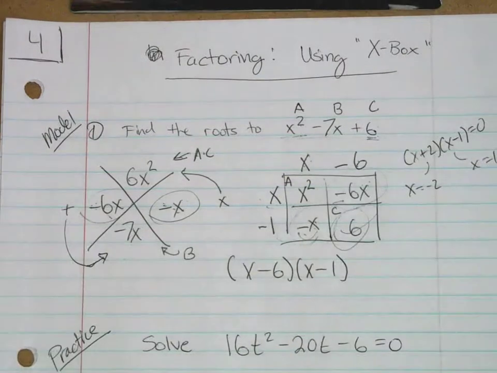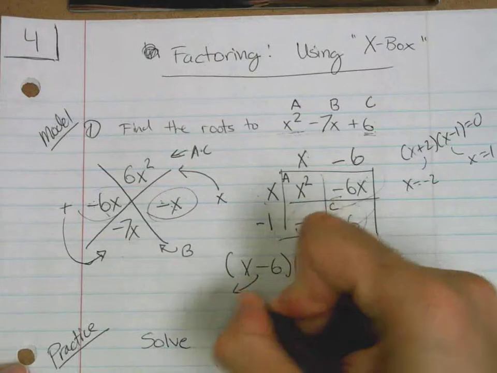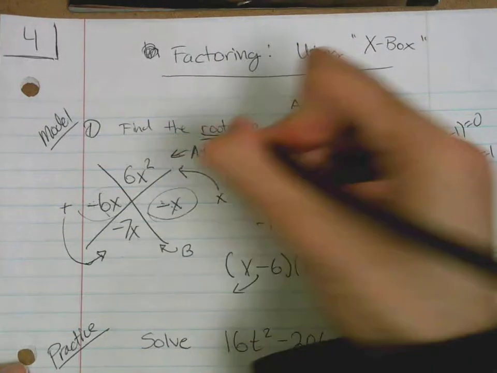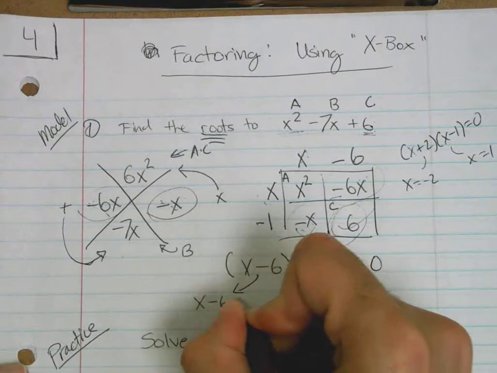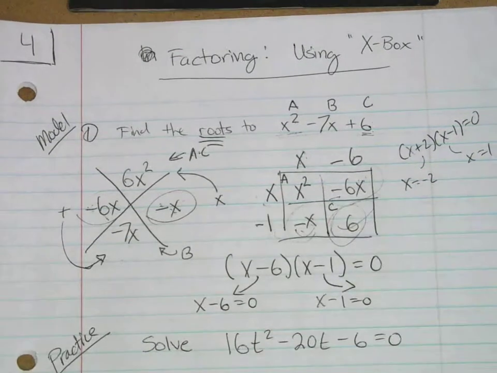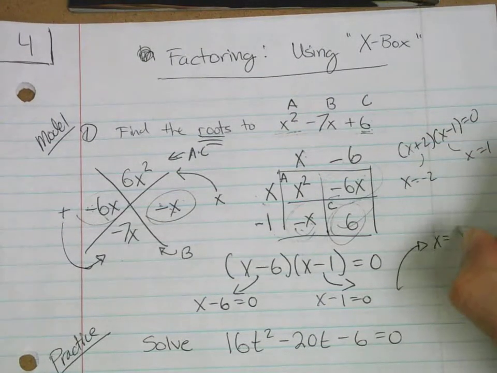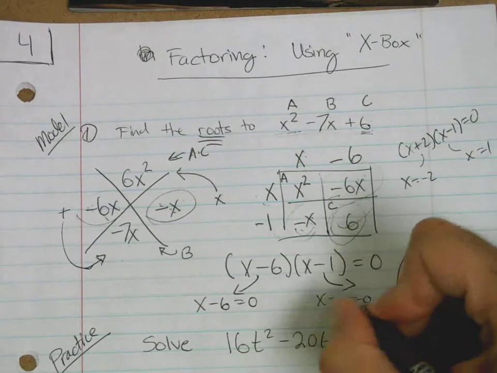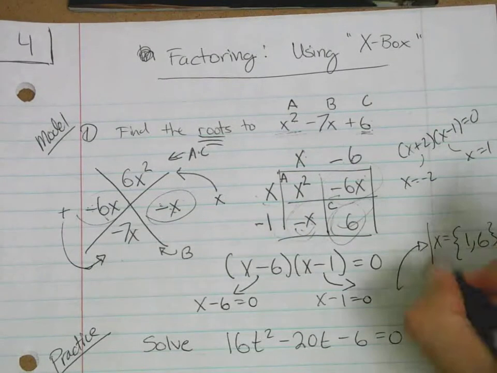Am I done? Wrong, I'm not done. I'm setting them equal to 0, because it says find the roots, I'm finding the roots. So I set these both equal to 0. X minus 6 equals 0, x minus 1 equals 0. Have you gotten the roots? That's right. So over here, I'd write my roots out. X is equal to, this gives me a +1, this gives me a +6, and I'm done.